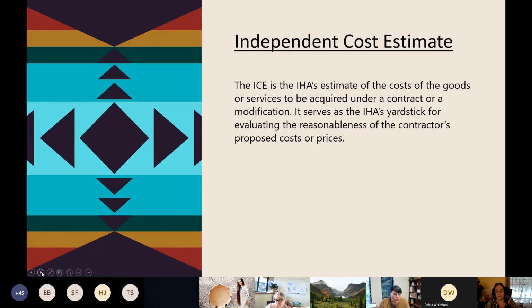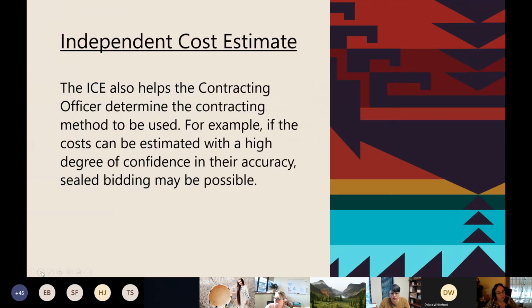That ICE is your estimate of the cost of the goods or services to be acquired under a contract or a modification. It serves as your yardstick for evaluating the reasonableness of the contractor's proposed cost or price that you're getting in. So it helps your contracting officer determine the contracting method to be used, because that's dependent upon, for example, if the cost can be estimated with a high degree of confidence in your accuracy, you might be able to do it by sealed bid.